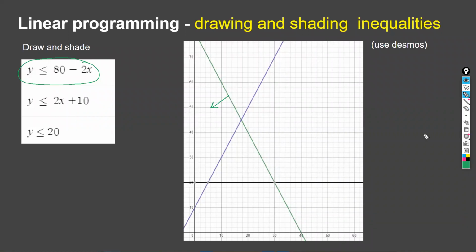For the purple graph, which is this one, I don't have purple, so I'll use blue. It was also a less than. So for this one, you would also shade below. So you would shade this way.